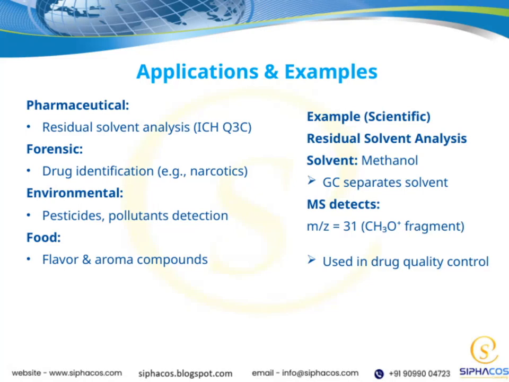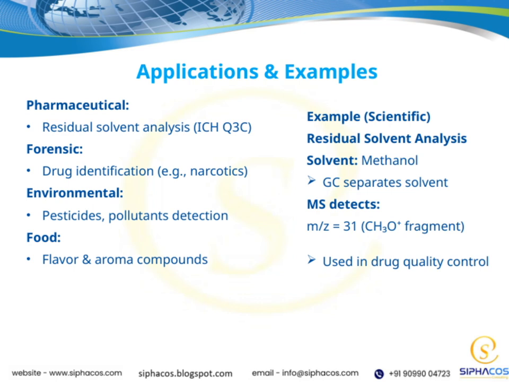Let's take a closer look at an example of residual solvent analysis using scientific methods. In this case, we're focusing on methanol as the solvent. Gas chromatography, or GC, is employed here to separate the solvent components effectively. Once separated, mass spectrometry, or MS, detects specific ions. For methanol, one key fragment identified is m/z equals 31, which corresponds to the CH3O+ ion. This type of analysis is particularly important in drug quality control, ensuring that residual solvents are within safe and acceptable limits.